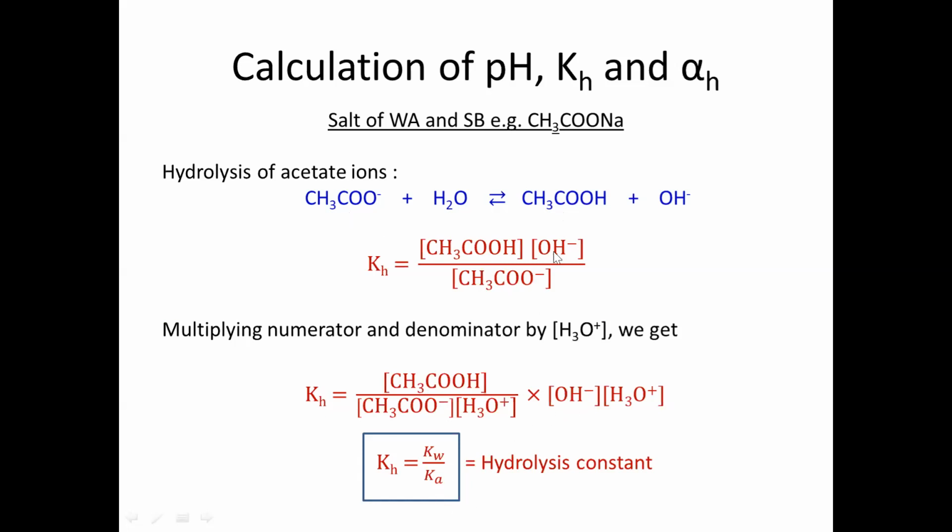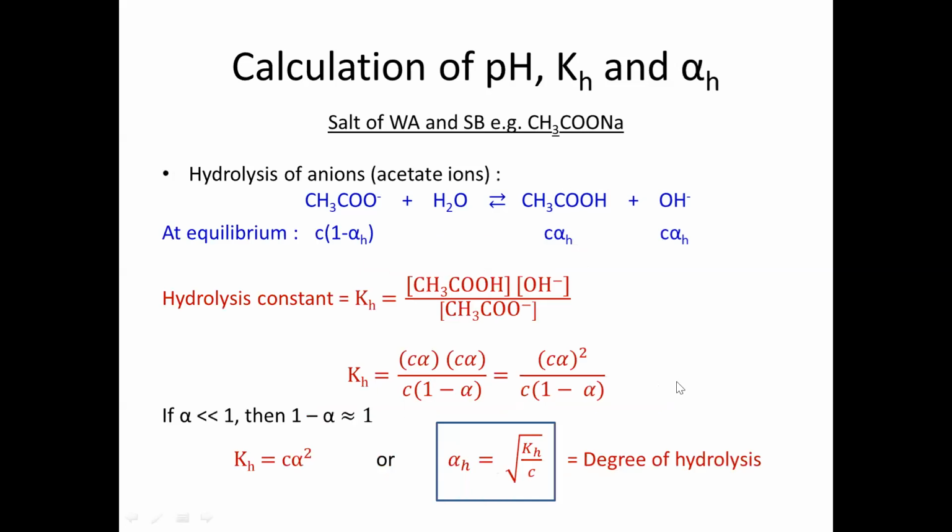So you see that we have multiplied both the numerator and denominator by H3O plus, and we have obtained this expression. From literature, we know that the value of Kw is 10 raised to the power minus 14, and the value of Ka for acetic acid is 1.8 into 10 raised to the power minus 5. So we can easily calculate the value of Kh for acetate ions. And once Kh is known, we can calculate our degree of hydrolysis.